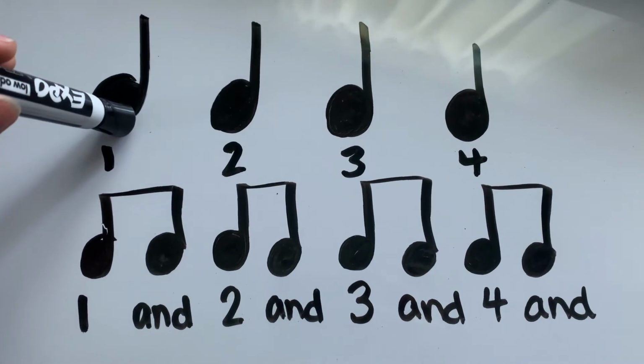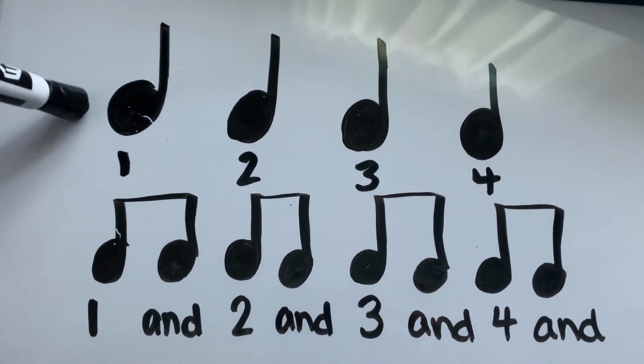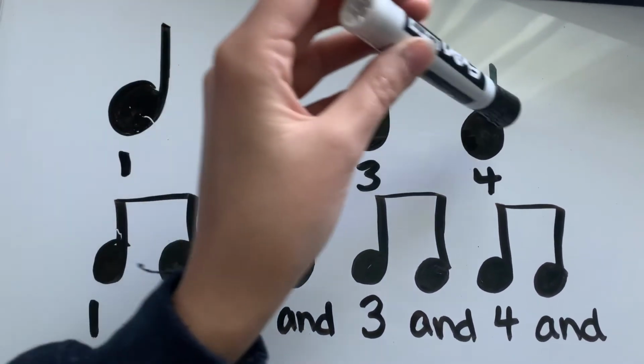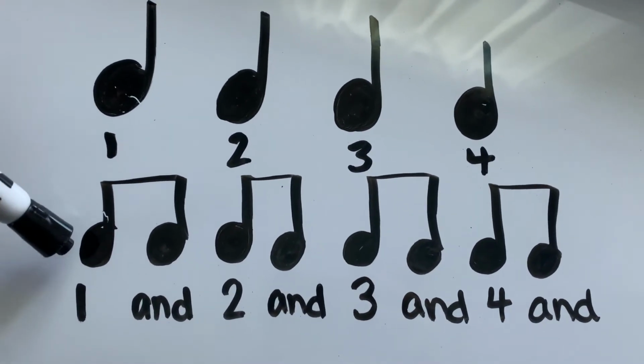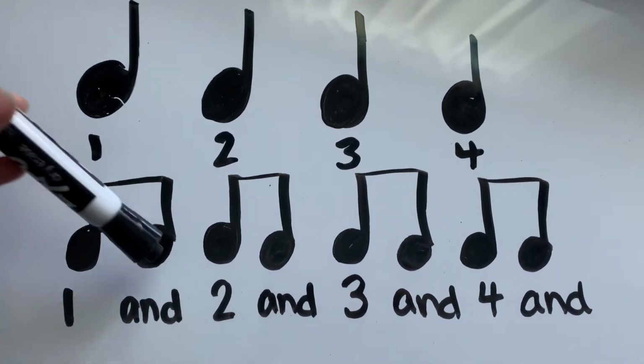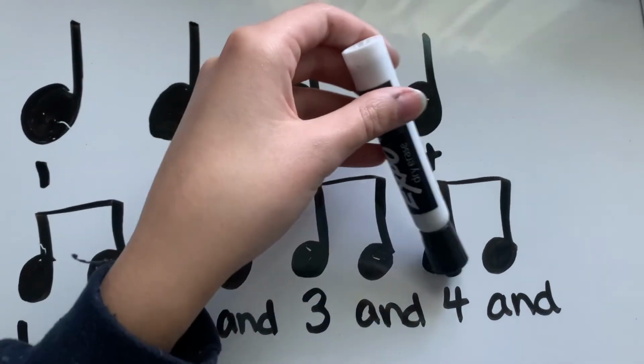Now, when you compare quarter notes to eighth notes, you can see that there are 2 eighth notes and 1 quarter note. So you would count this 1, 2, 3, 4. But you would count the eighth notes as 1 and 2 and 3 and 4 and. And to show you on my guitar, it's 1, 2, 3, 4, 1 and 2 and 3 and 4 and.